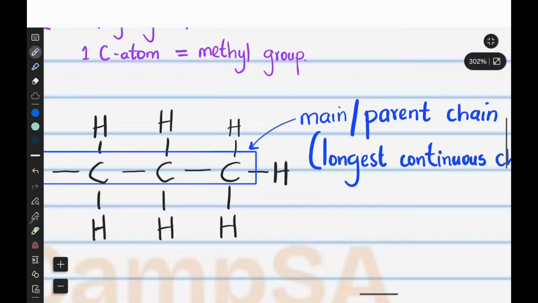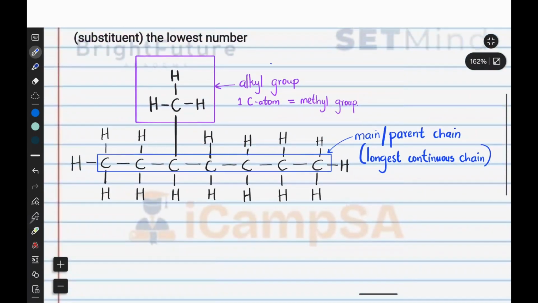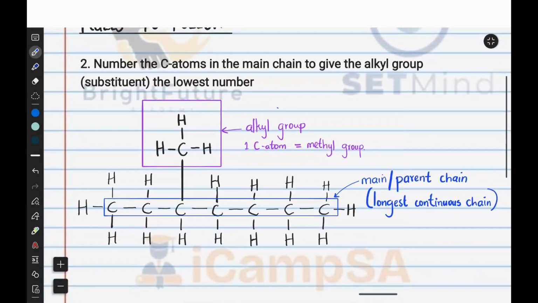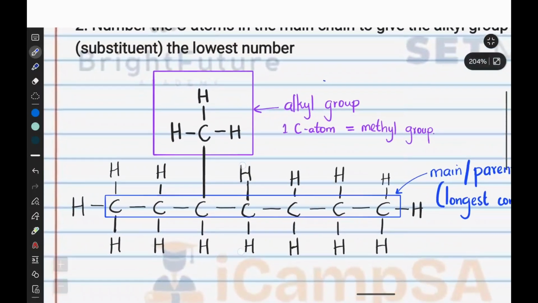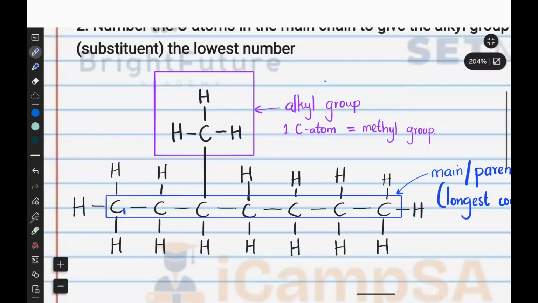Continuous chain, and then yes. So now what we're saying is, on this chain, you must start numbering the carbon atoms. So basically what you're doing is you're saying, on my chain, this carbon atom is number 1, this one is number 2, this one is number 3. But when you are doing that, you must make sure that the side where you will start numbering from, because you can start from either side.